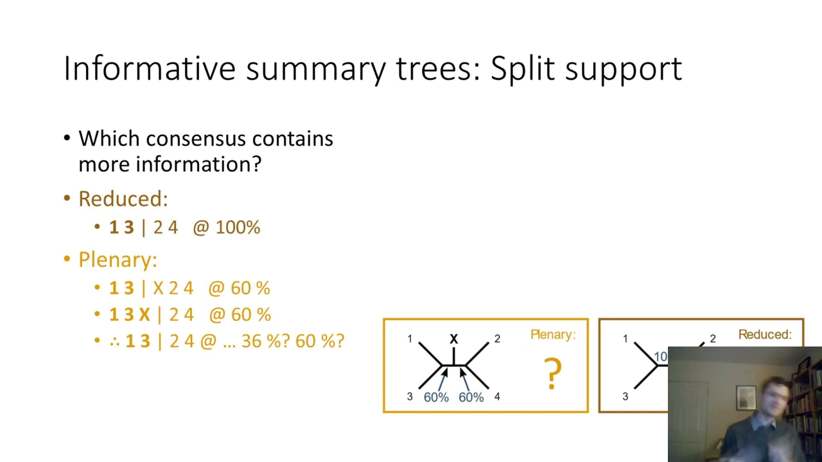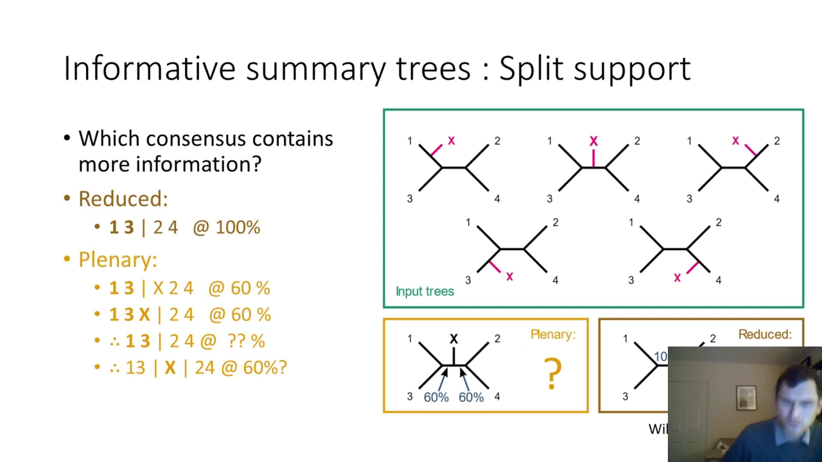Now, it's a little bit tricky, however, to really interpret what this tree might be telling us about the relationships just between 1, 3, 2 and 4. Do we multiply together these support values? 36% sounds a little bit low. Do we take the highest of the supports? What's it telling us about the relationships between the taxa excluding X? It's also not entirely obvious what it's telling us about the position of X itself. If I just look at this tree, my first thought is, well, X is situated within the middle of this tree with a probability of 60%. Well, that's not quite true.